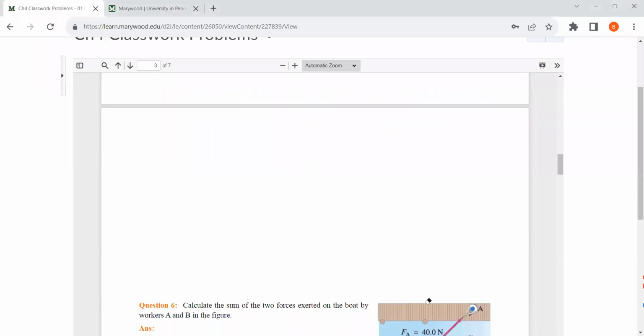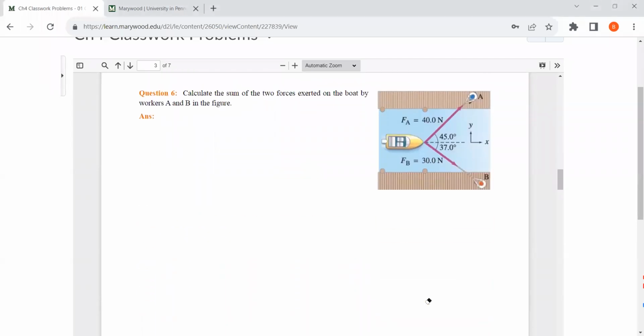Let's move on. All right, so let's try this one. So this is a vector problem. You know that force is a vector quantity. Now we have two forces acting in two different directions. So one person is applying a force 40 Newton in this direction, another person is applying 30 Newton in this direction. So we have to calculate the net force.